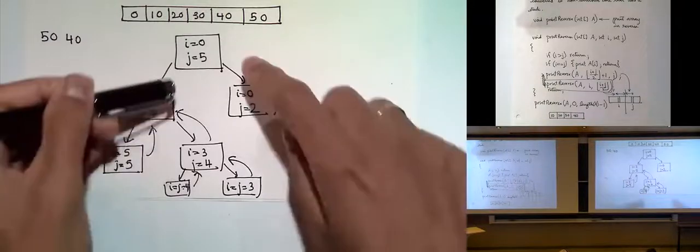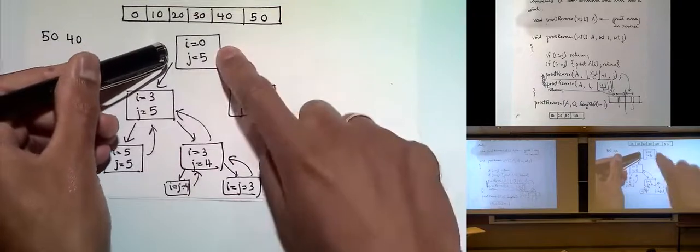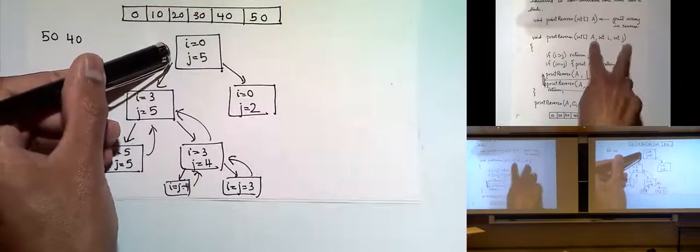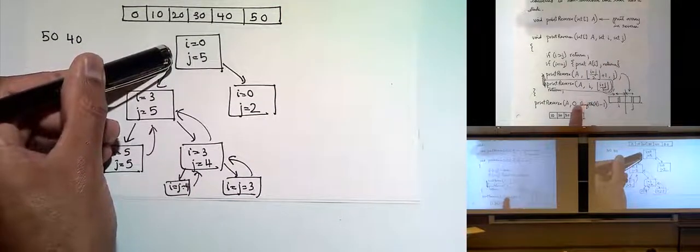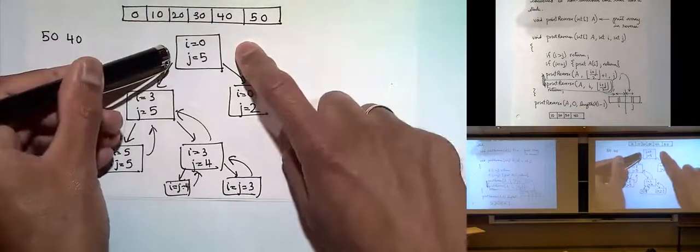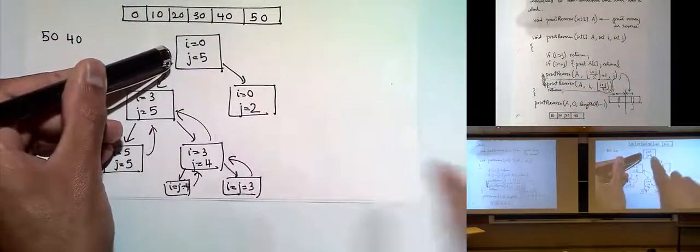Okay, so what is the first call? It's i is equal to 0, j is equal to 5, right? i and j are the indices here, so initially it's 0 and 5. So that's the first call. Now this code makes two calls.